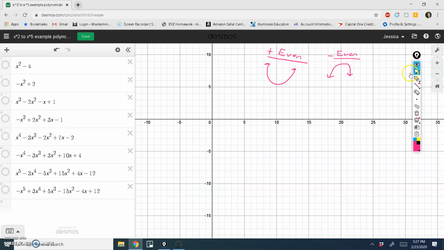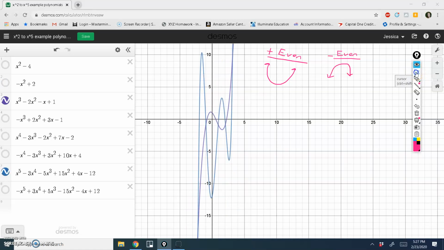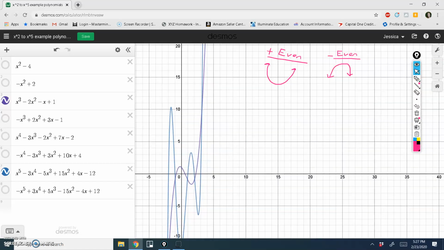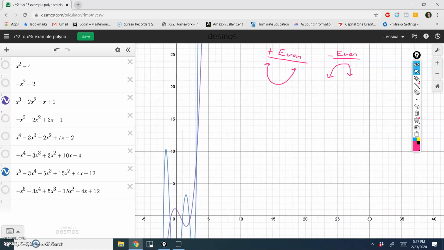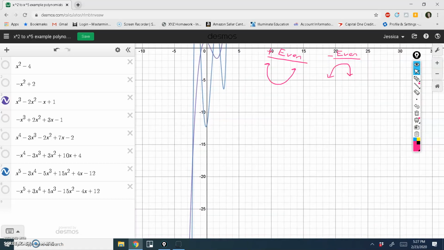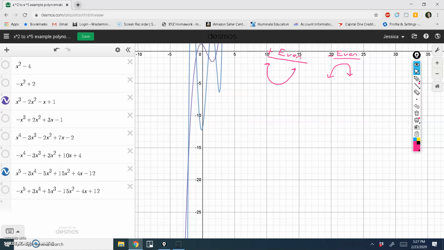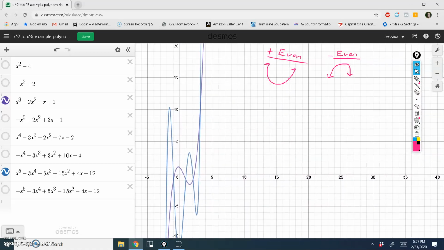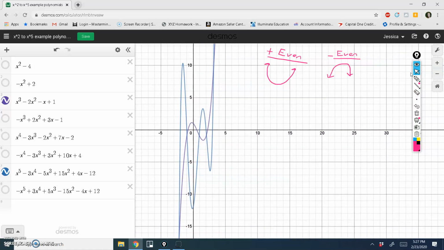Now let's look at positive odd. So there's an x cubed and an x to the fifth. Let me move our graph around so you can see. That goes all the way up to infinity on the right side. And if we move our graph down, we'll see it's coming up from negative infinity and going up to positive infinity. The x to the third graph is purple and the x to the fifth graph is blue. So this is a positive odd.